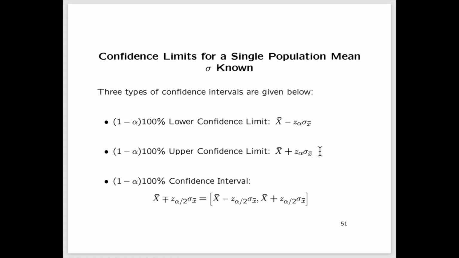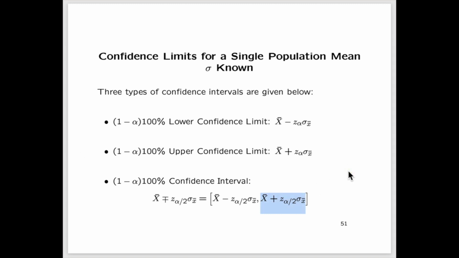And then if we needed to construct a two-sided confidence interval, then we would calculate our endpoints. The lower endpoint would be x bar minus z sub alpha over 2 times the standard error of x bar. And the upper confidence limit would be x bar plus z sub alpha over 2 times the standard error of x bar.